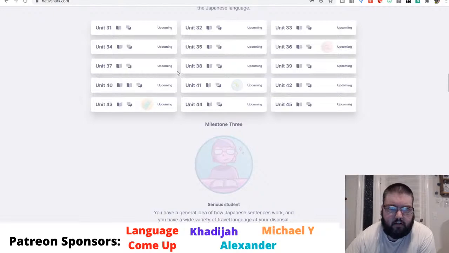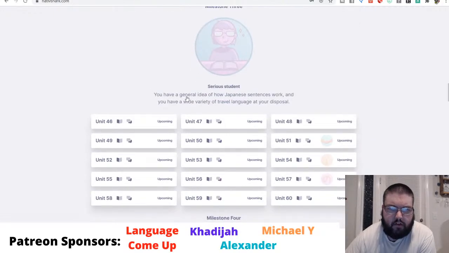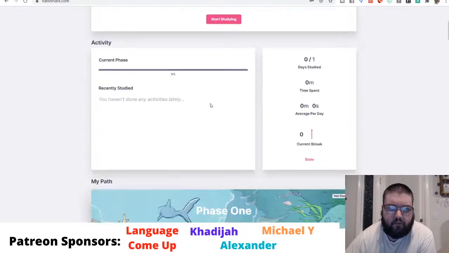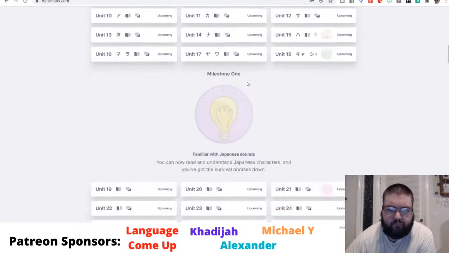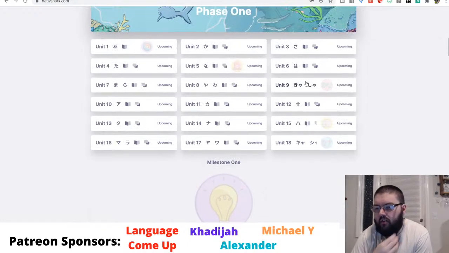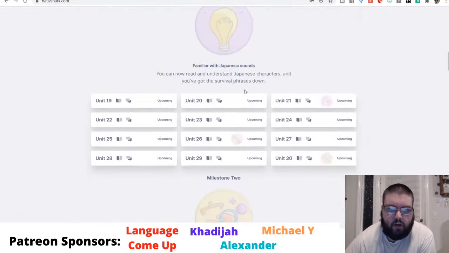So as you can see, there's a bunch of stuff upcoming. Serious student, you have a general idea of how Japanese sentences work, and you might have a wide variety of travel. Okay, so you can actually jump ahead. This looks like it's going to be predominantly hiragana katakana based, but let me see. Currently only Japanese. We fully intend on bringing other languages in 2021. Yeah, that'll be cool. I'm anxious to see.